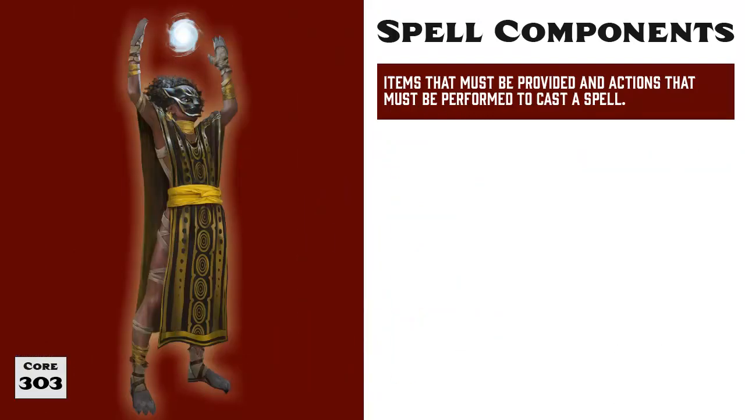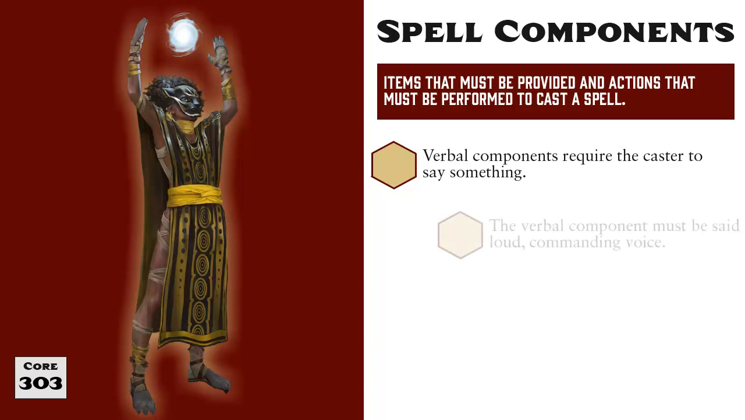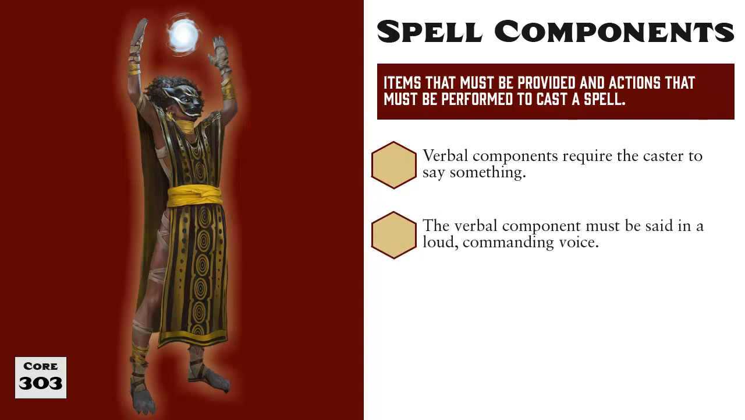The next spell component is verbal. This one is pretty self-explanatory. As part of casting a spell, you must say something aloud. For divine spells, this might be a prayer. For arcane casters, it might be yelling Shazam or Expecto Patronum. As with other components, the spell description does not detail exactly what you need to say, but you must say something and in a loud, strong voice that is easy to hear.